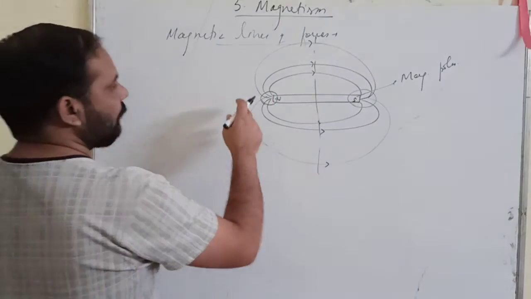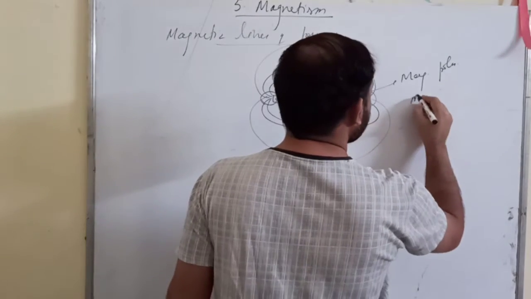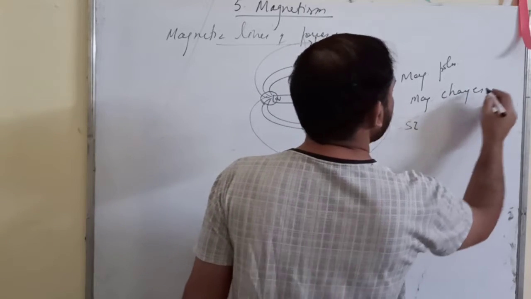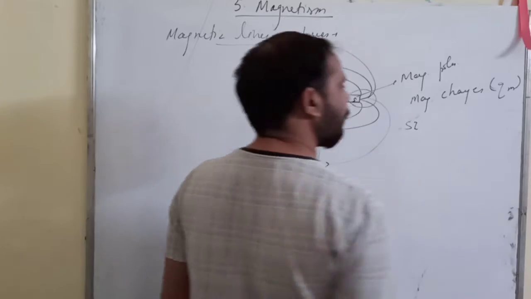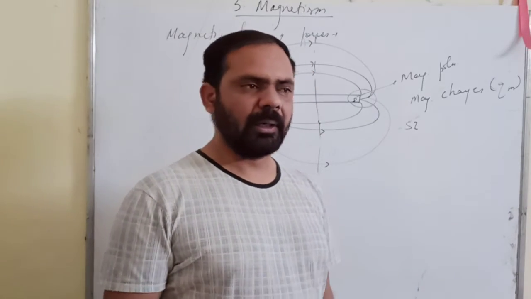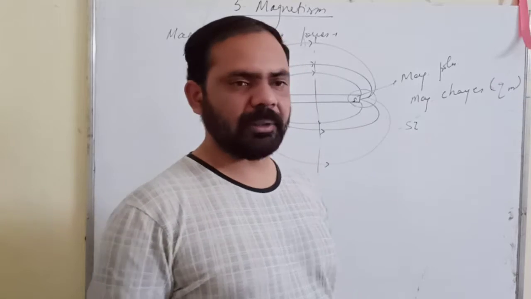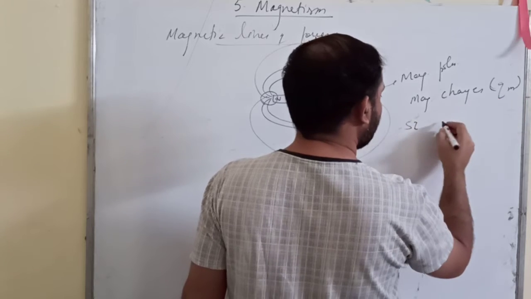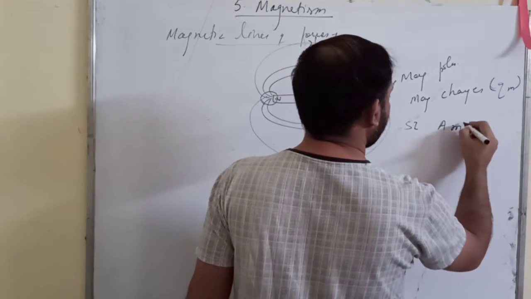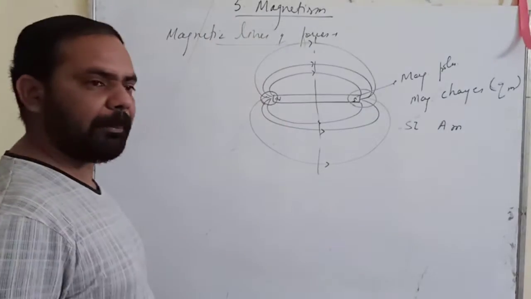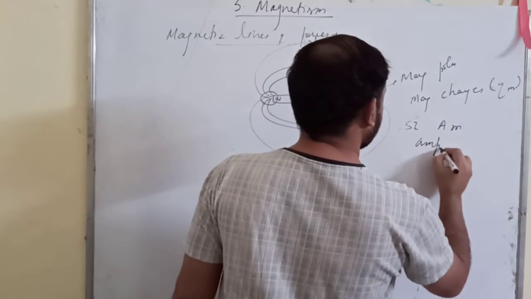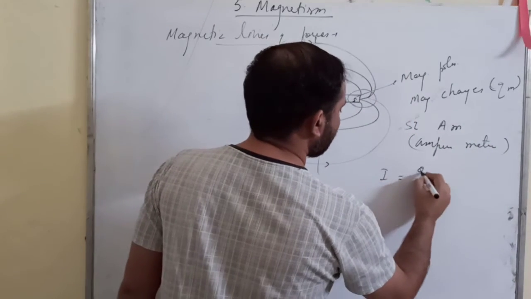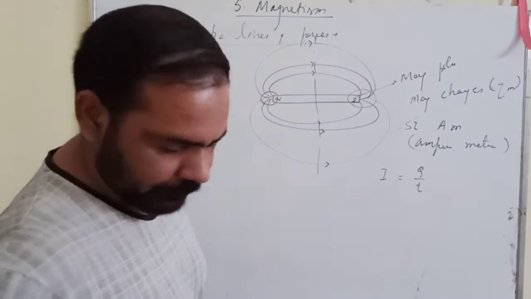Now these magnetic poles are also called magnetic charges. We denote them by QM. For electric charges we have Q, and for magnetic charges we have the notation QM, and their SI unit is ampere meter. Why ampere meter? Because we know that I equals Q upon T.